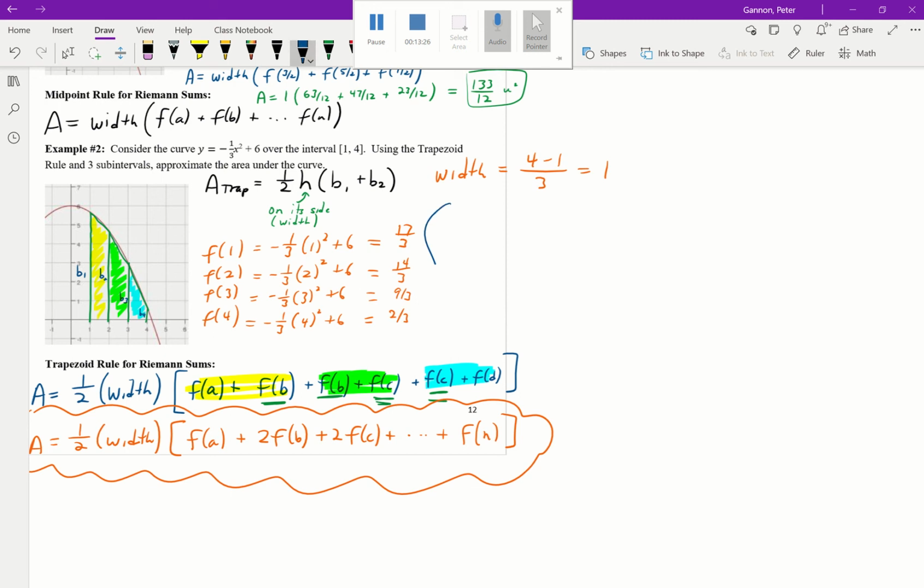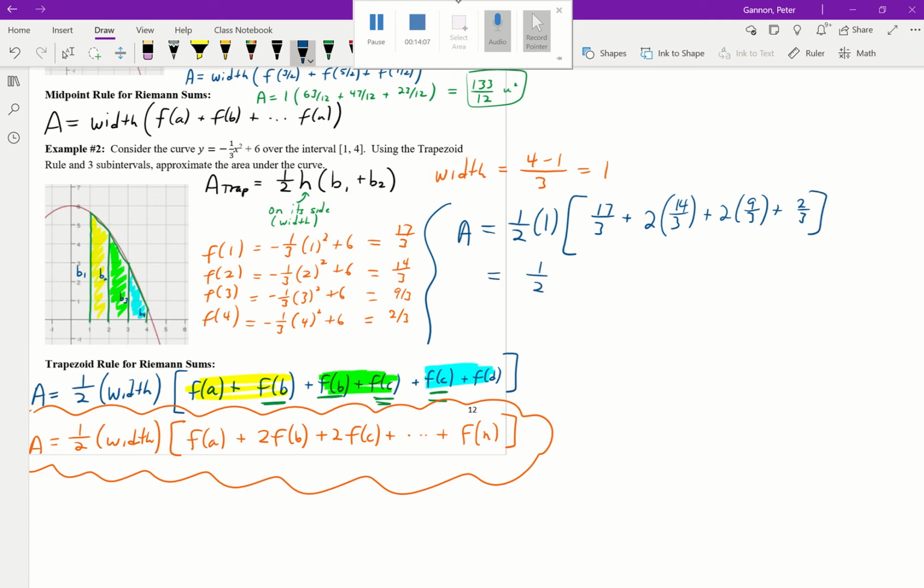Now, as you plug that into the formula, our area is going to be 1/2. Our width of every interval is 1, so it's 1 times. Now here's where the bases come in. f of 1 is only the base of one of the trapezoids, so we're going to use 17/3 one time. The inner two values are used twice because they're bases of two different trapezoids, so we have 2 times 14/3 plus 2 times 9/3. And then f of 4 is only the base of one trapezoid, so that value gets used once, 2/3.